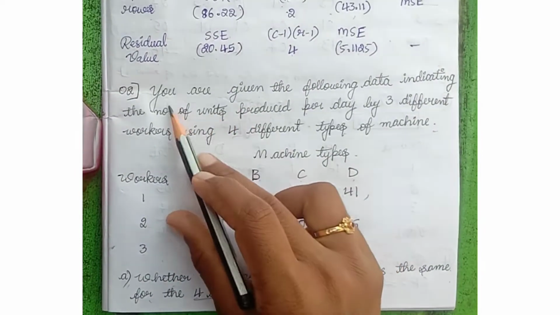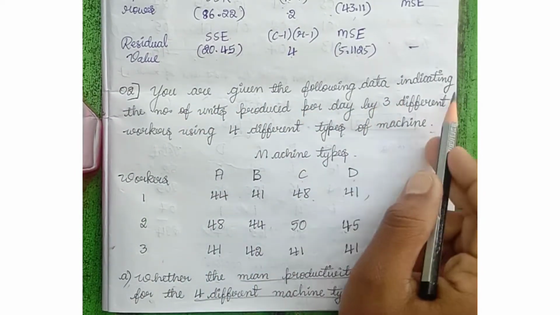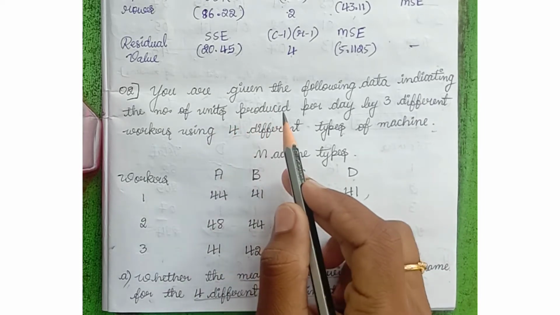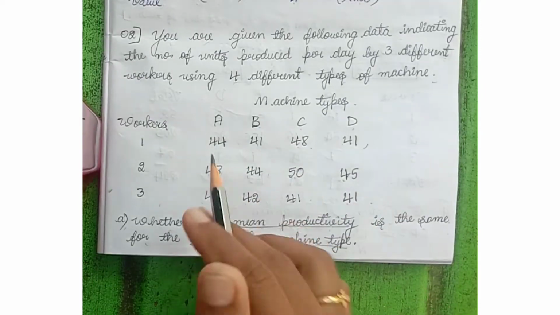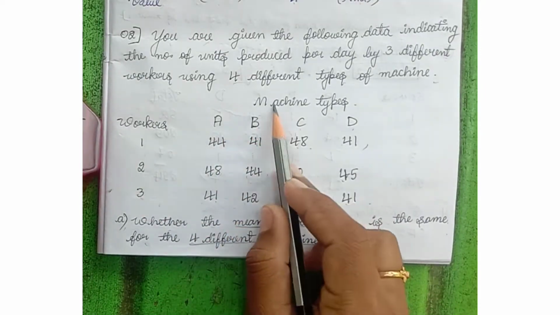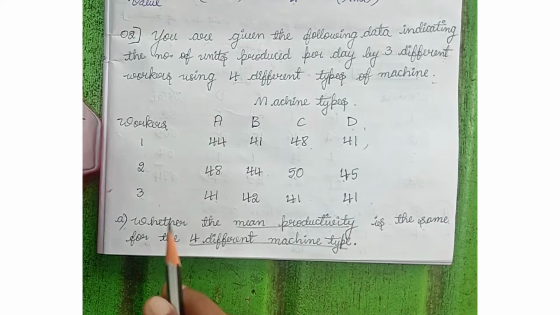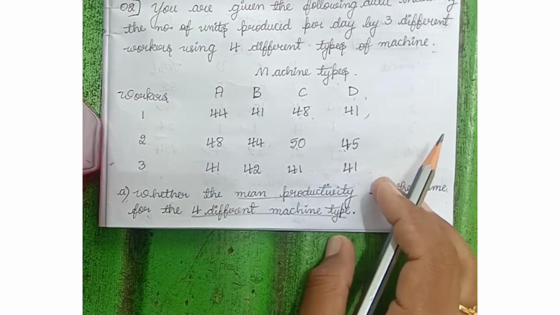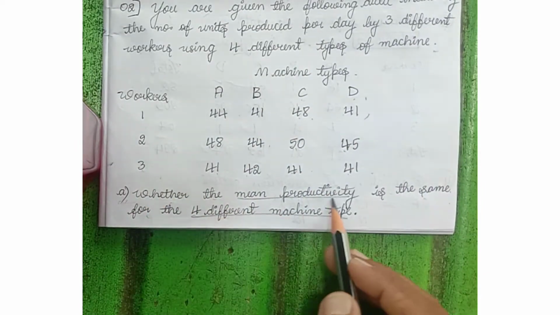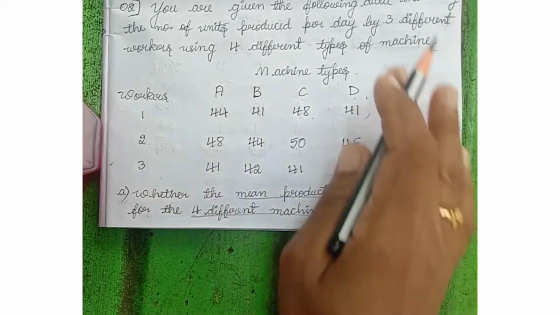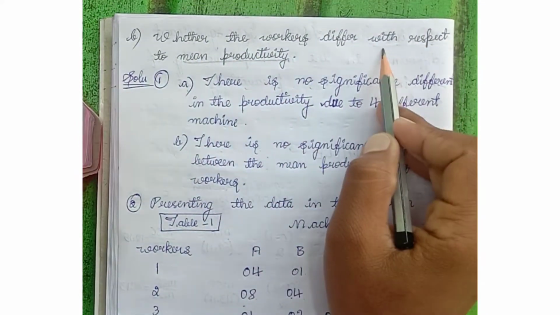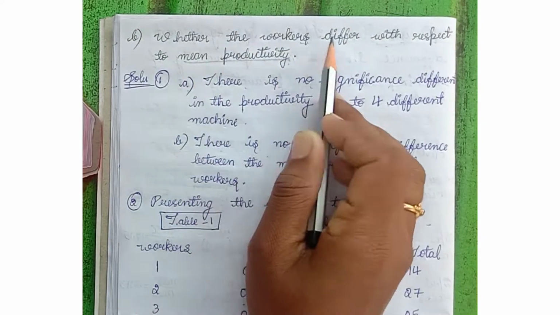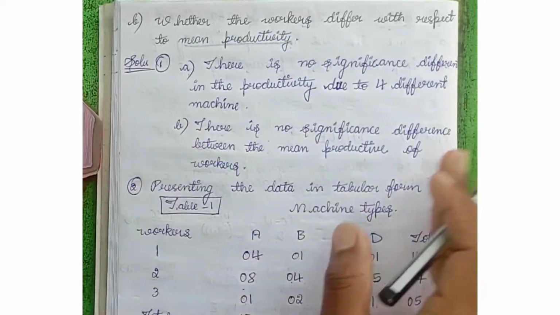So the question is: you are given the following data indicating the number of units produced per day by 3 different workers and 4 different types of machine. The workers are 1 to 3 and the types of machine are A, B, C, D. Here they have asked two questions. One is A, whether the mean productivity is the same for the 4 different machines. And second, whether the workers differ with respect to mean productivity. So let us move to the solution.